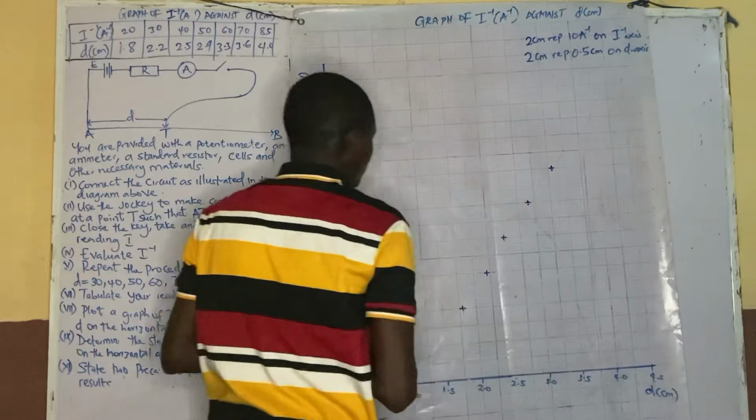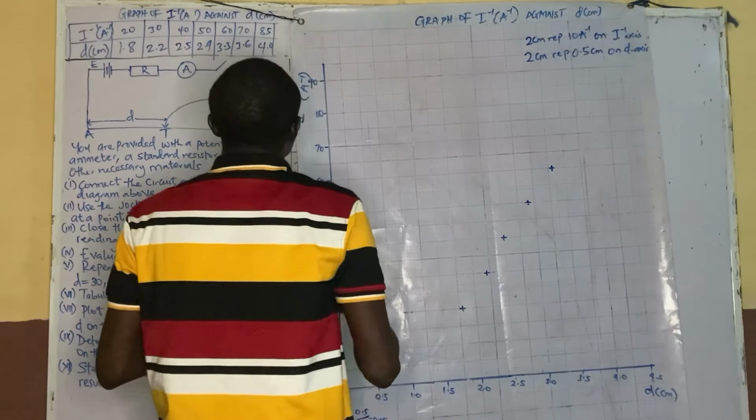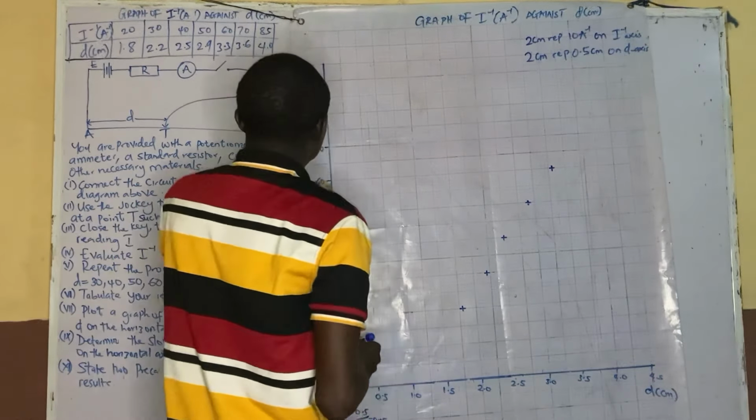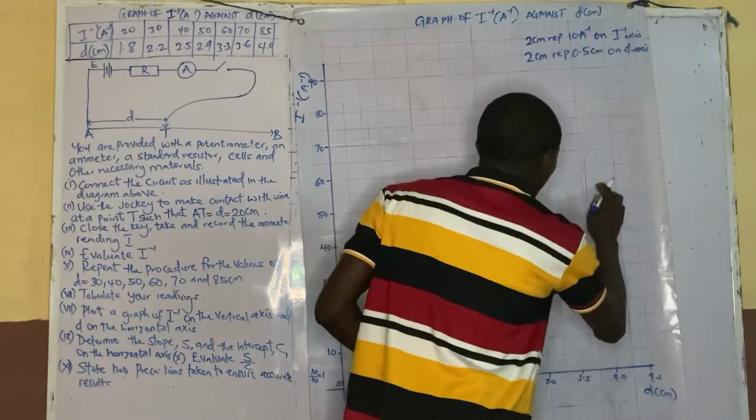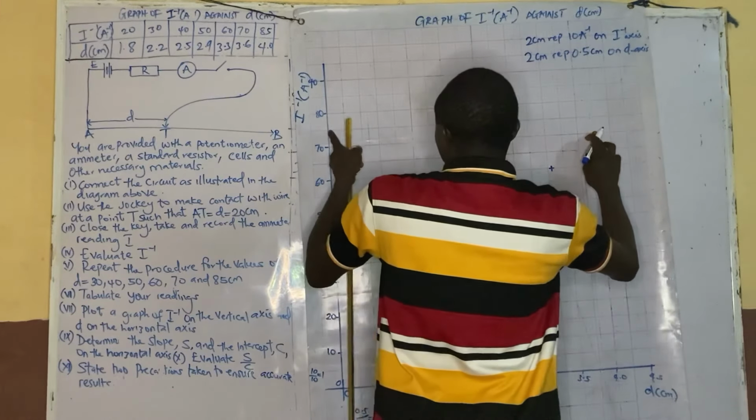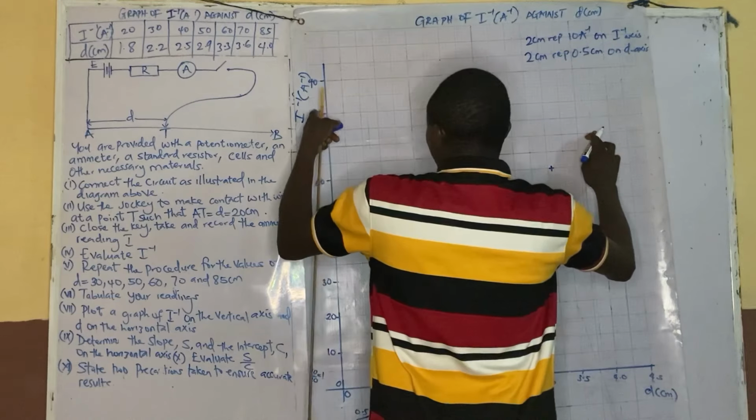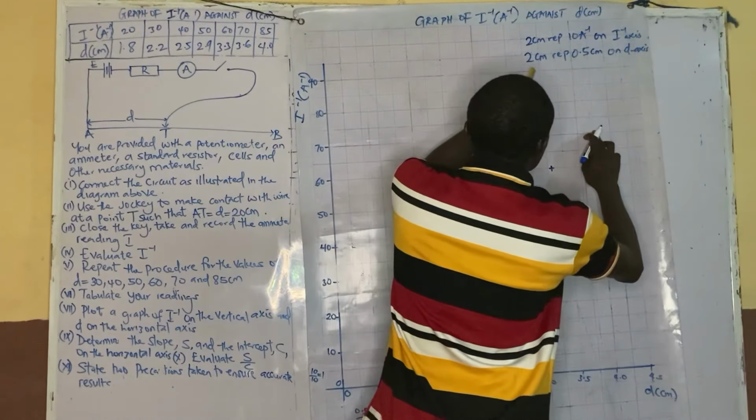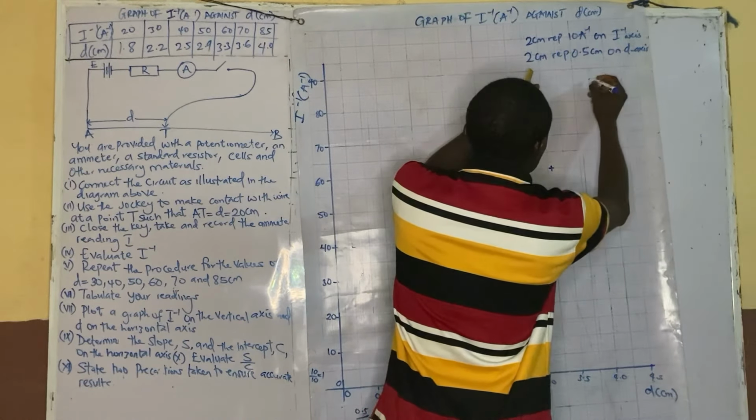So now the last one here is what? 85 against 4. So this is 4 and then this is 80. This is 80, this is 70, 80 and 85 is here. This is 80, what? 85. 85 against what?